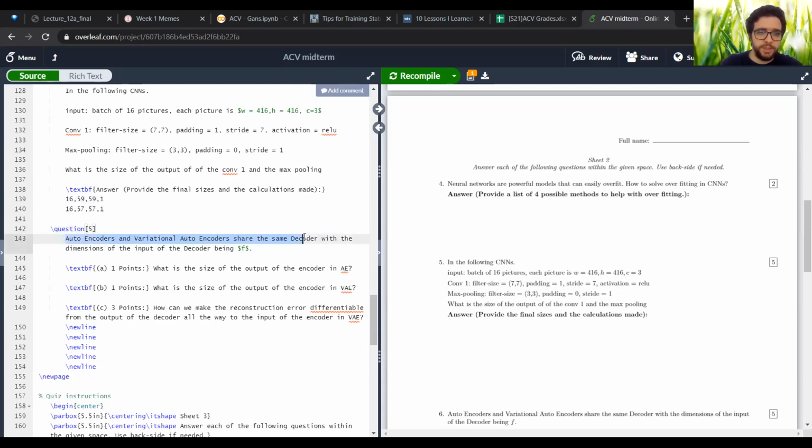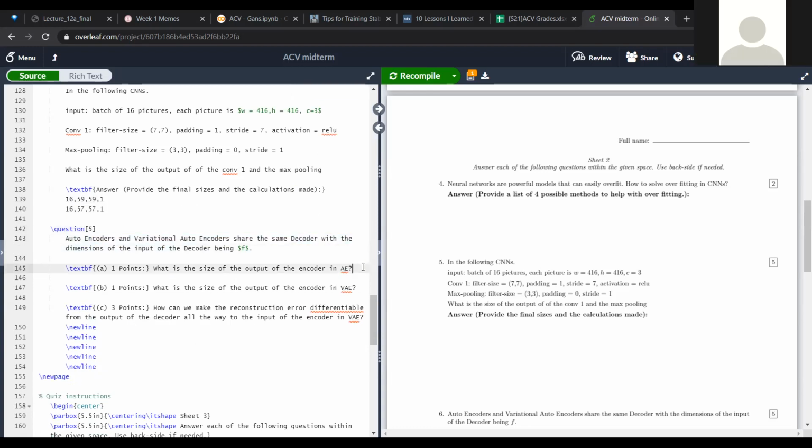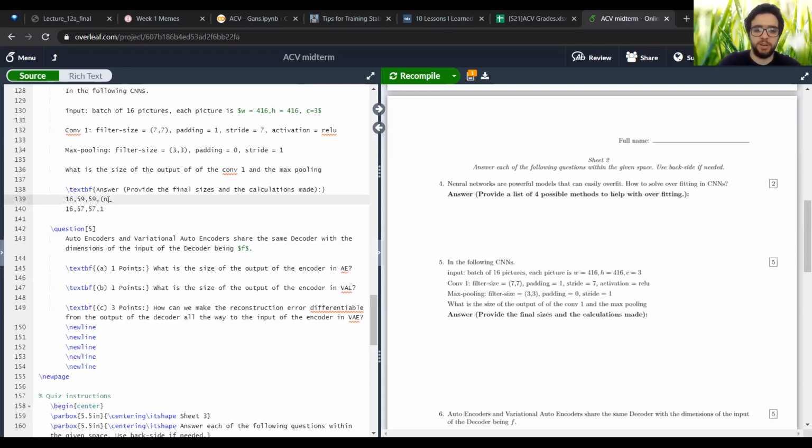Autoencoders, variational. The number of channels is a variable. Or one, if you want. Just not 3, any other number besides 3. Because if you put 3, that means you don't understand how the CNNs are working.